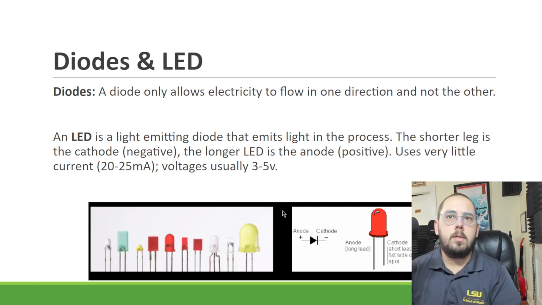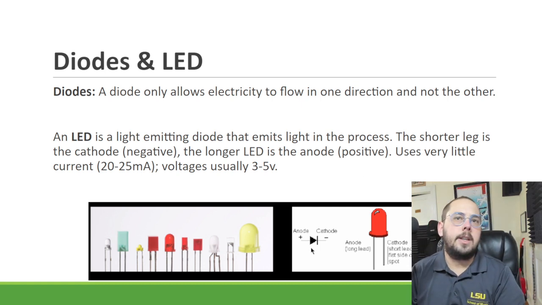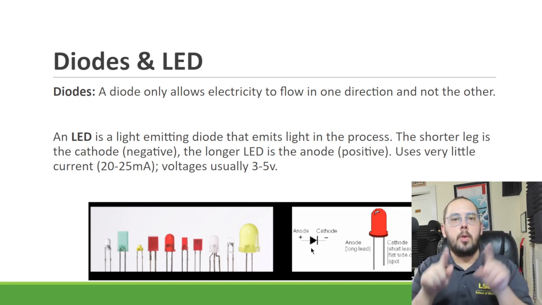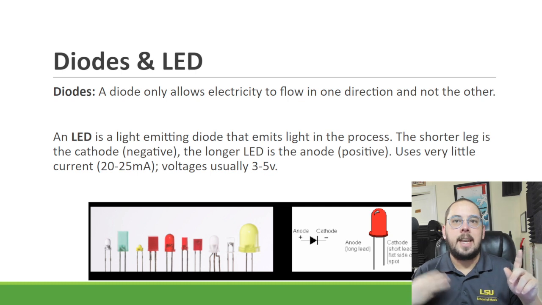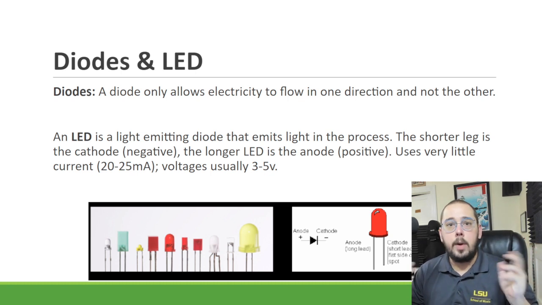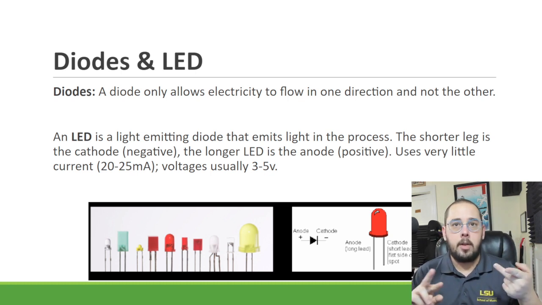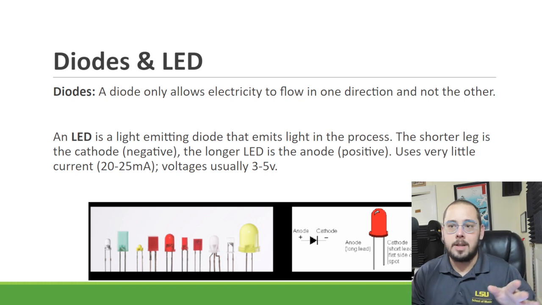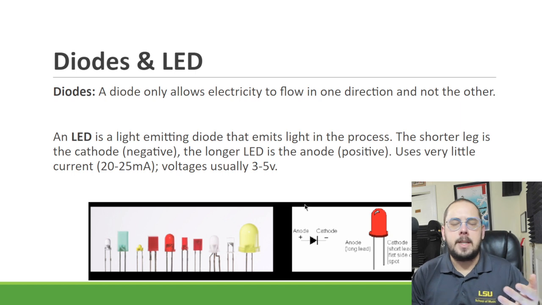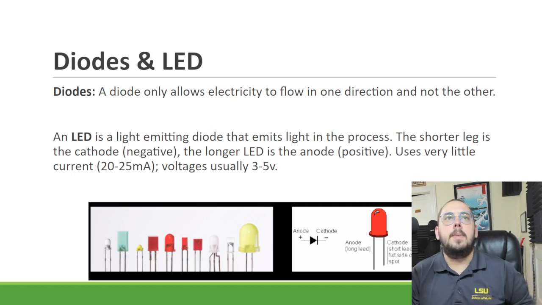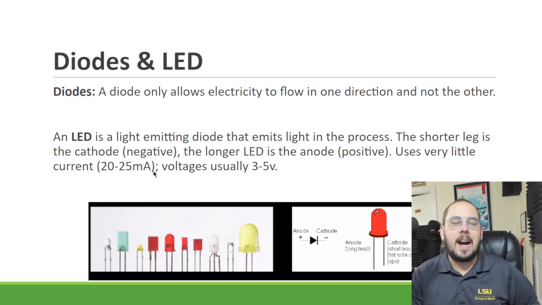Diodes. A diode only lets electricity move through it in one direction. There's a specific positive versus a negative side. It will not let electricity flow the other way. So if you have your diode backwards, it's not gonna work. You can also potentially make it pop and blow up and do stuff like that. An LED is a specific kind of diode. It stands for light emitting diode, and they emit light.